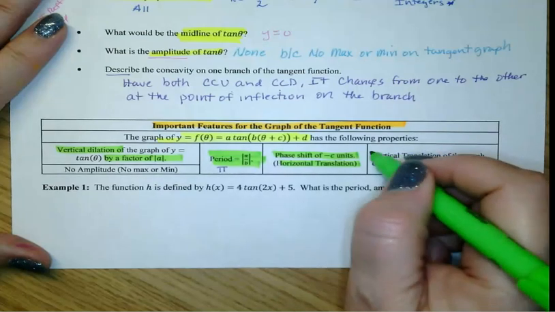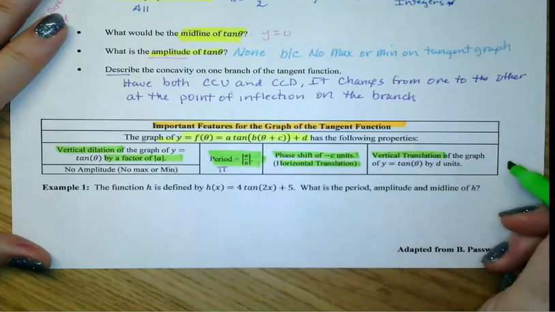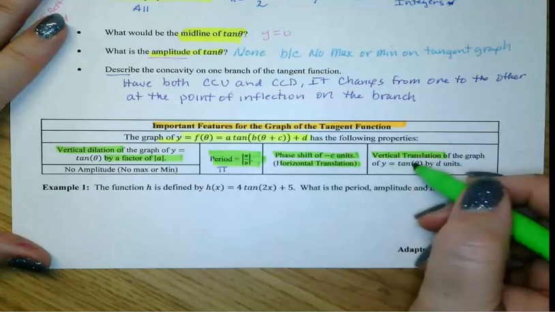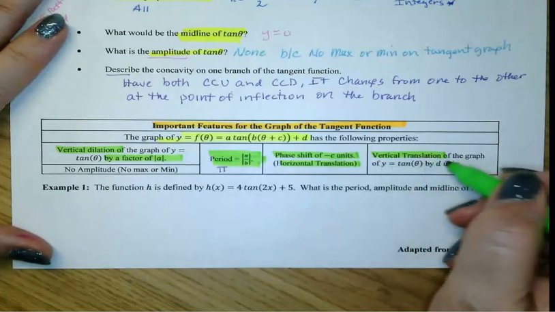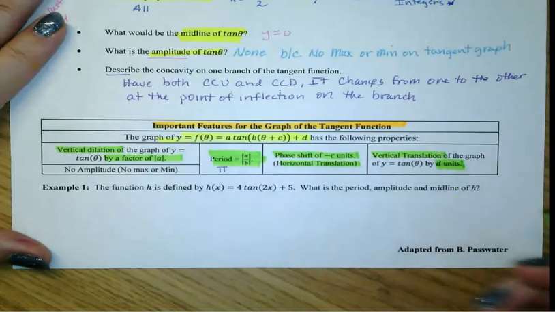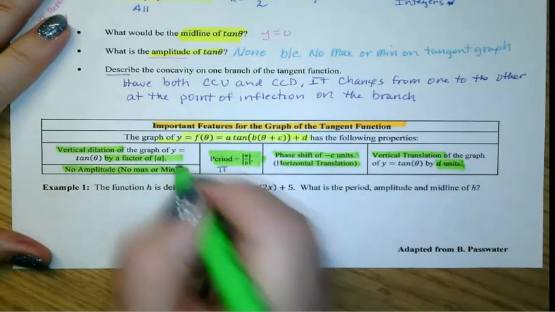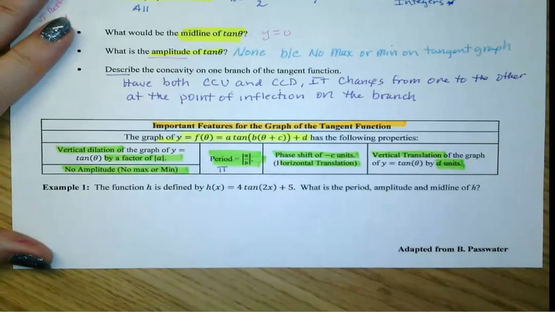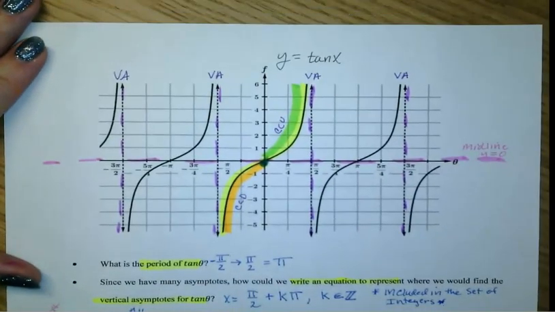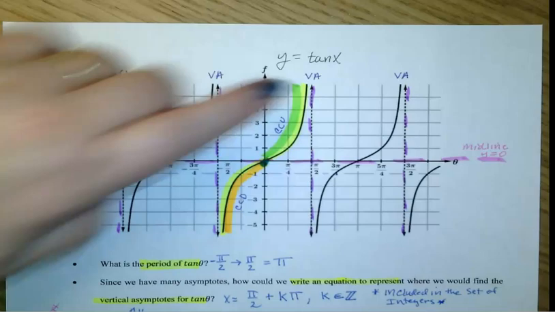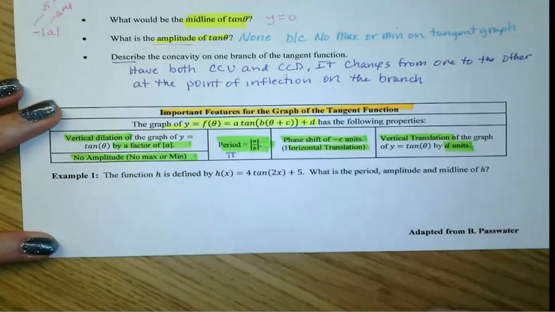We have vertical translations, which means that the graph of y equals tangent of theta is going up or down by d units. There is no amplitude because there is no min or max. You can still have an a value. You can still have a negative a value. You just don't have technically what is considered the definition of amplitude, because amplitude is half the distance between the max and the min. And as we just observed, there is no maximum point on the graph. I can never get to the top of this branch. I can never get to the bottom of this branch. Therefore, I can never add those two values together and cut them in half.